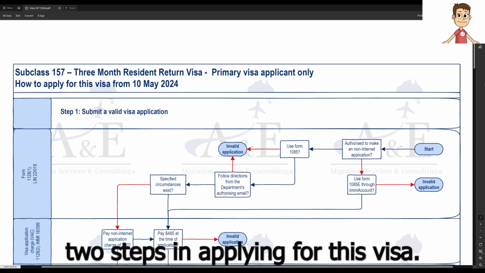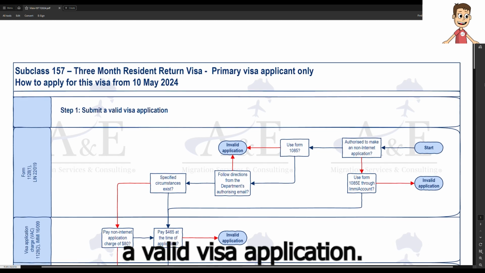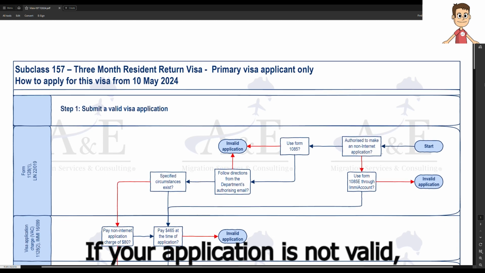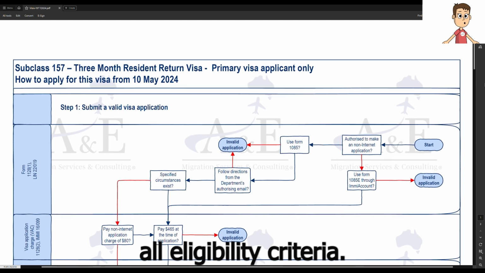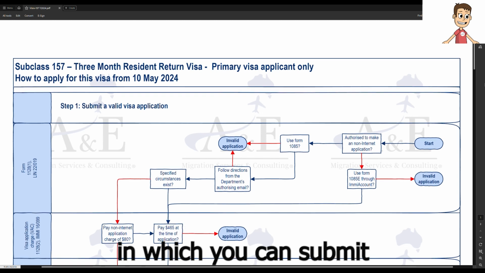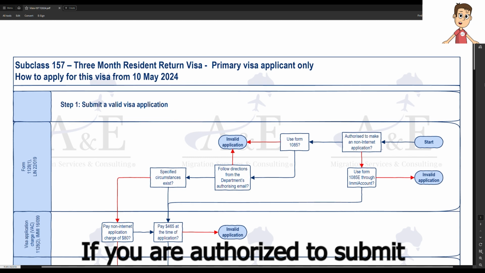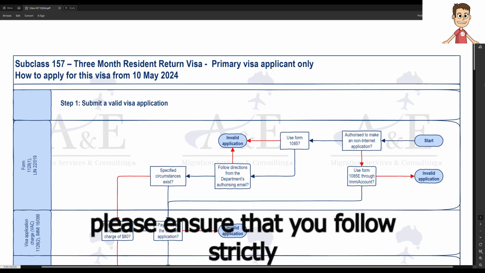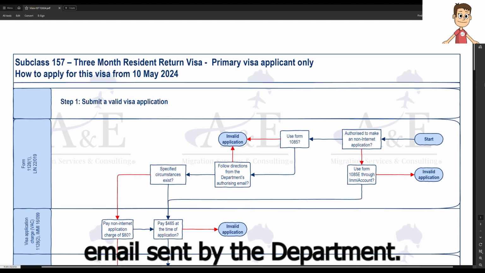There are 2 steps in applying for this visa. The first step is to submit a valid visa application. If your application is not valid, your application will not be considered even if you satisfy all eligibility criteria. There are very limited circumstances in which you can submit a non-internet application. If you are authorized to submit a non-internet application, please ensure that you follow strictly the instructions from the authorizing email sent by the department.